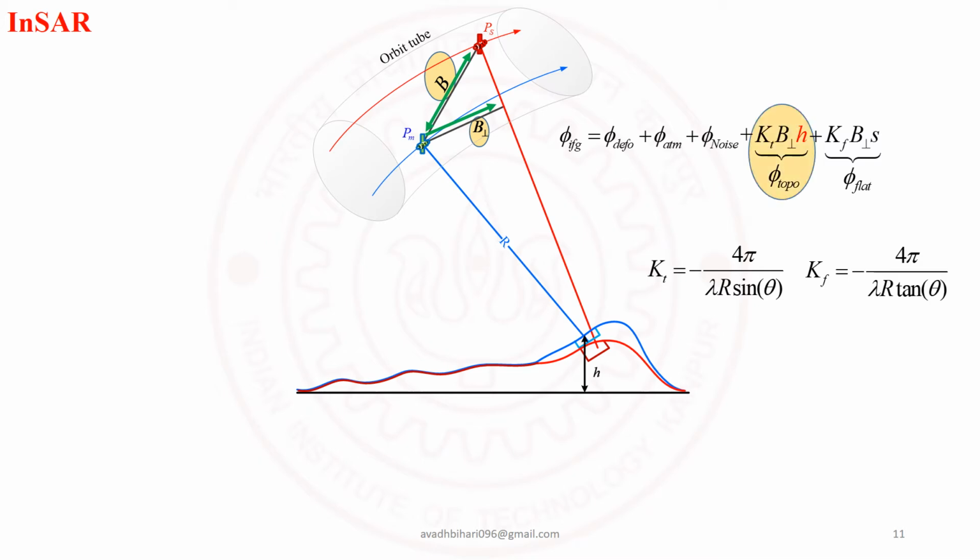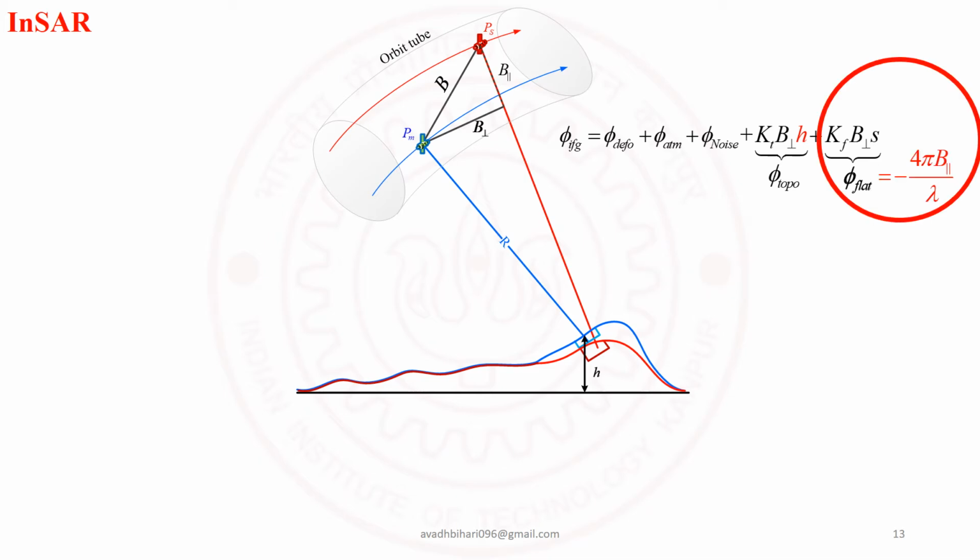The first component is due to topographic phase variation, and it is proportional to the height of the resolution cell. It is called the topographic phase component. The second one is independent of topography. It is due to the flat earth, and it is proportional to the slant range of the resolution cell, and is called the flat earth phase component. Kt and Kf are proportionality constants and can be written as follows, where lambda is the wavelength, r is the slant range, and theta is the incidence angle. The flat earth component can be written as a function of the parallel baseline, represented as B parallel.